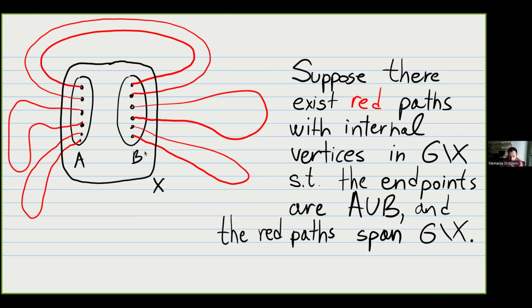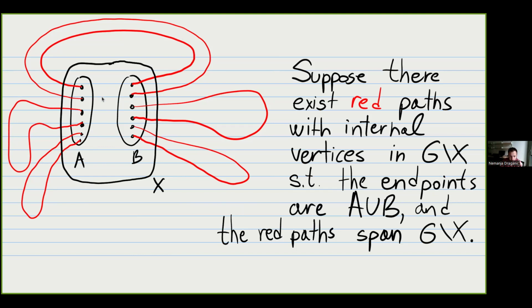And suppose additionally, so now suppose you have something like this. Suppose the red paths really span G without X. So every vertex in your expander is already in this picture, which I drew you here. Then I claim you are done. Then you can find your Hamilton cycle.